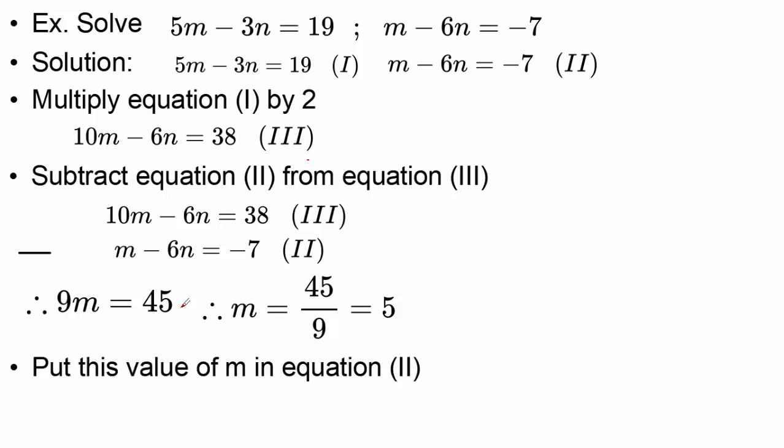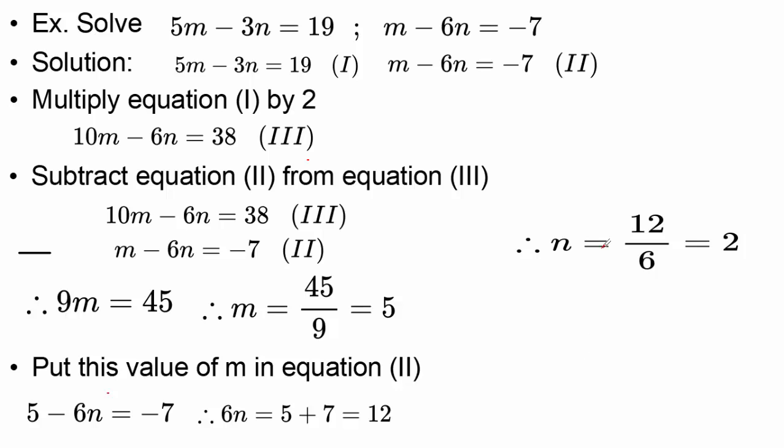We shall put this value of m in equation second. We will get 5 minus 6n equal to minus 7. Therefore, 6n equal to 5 plus 7. 5 plus 7 becomes 12, and hence 6n equal to 12, which gives us n equal to 12 by 6, equal to 2. Thus, we got the values of the variables m as 5 and n as 2, and the solution of the system is (m, n) equal to (5, 2). This is the solution of the system.